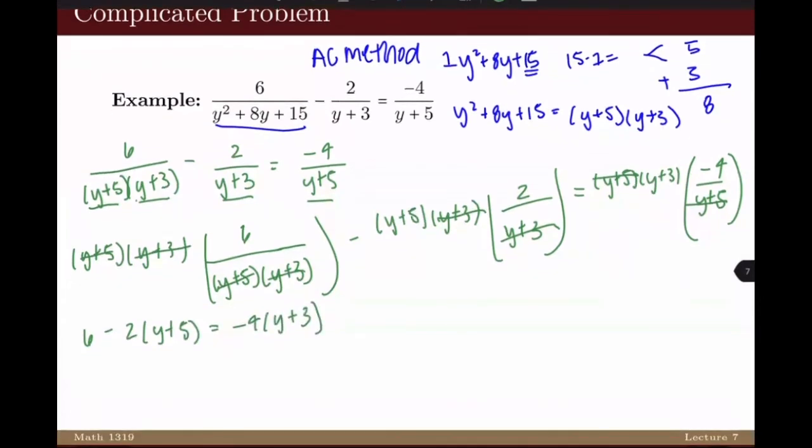All right. Distributing this negative 2, I can get 6 minus 2y minus 10 equals, and then distributing, negative 4y minus 12. Then I can combine these like terms. So 6 minus 10 is negative 4, and that's equal to negative 4y minus 12.